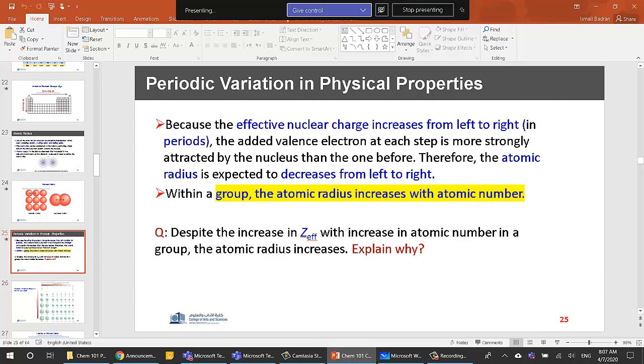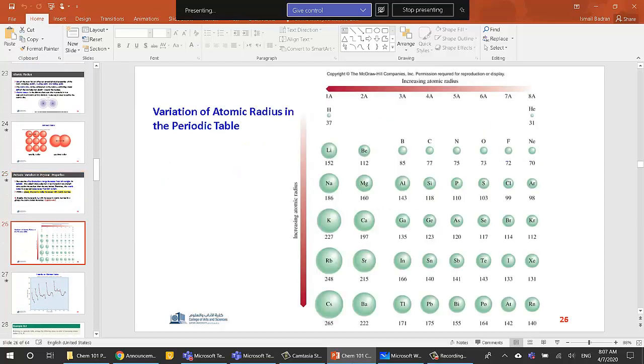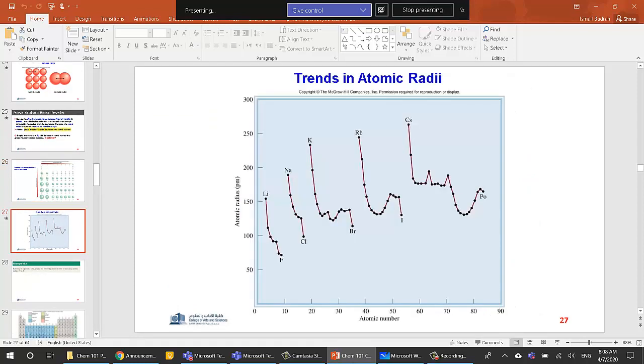Now, within a group, the atomic size actually increases with the atomic number, and the question is why, although the Z effective increases. That's because we are adding a new shell here. So as you go down the group, the atomic size increases because of the adding of new shells. For the first period, n equals 1, so you have only one shell. But for the second period, you have n equals 2, and therefore you have 2 shells of electrons, and 3 shells, and so forth. This is why the size of the atom increases, just like adding more floors to a building.